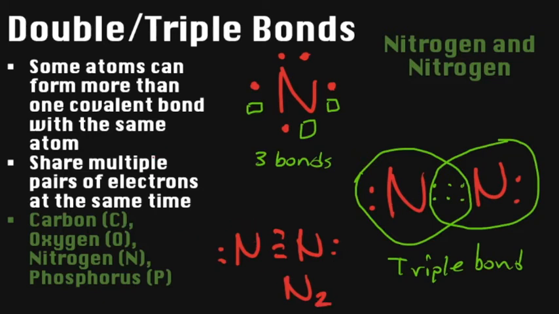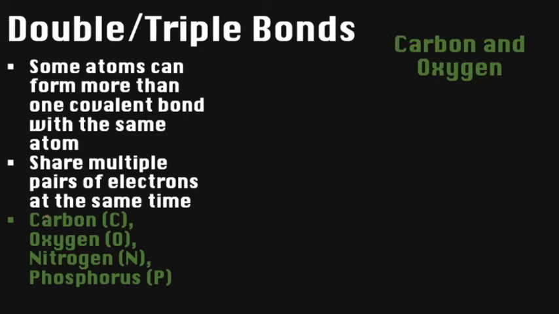All right? By the way, carbon, oxygen, nitrogen, and phosphorus are the main atoms on the periodic table that are capable of forming double or triple bonds. The rest of the atoms on the periodic table can only form single bonds. But these 4 are capable of forming double or triple bonds. Let's try another one. What about carbon and oxygen?